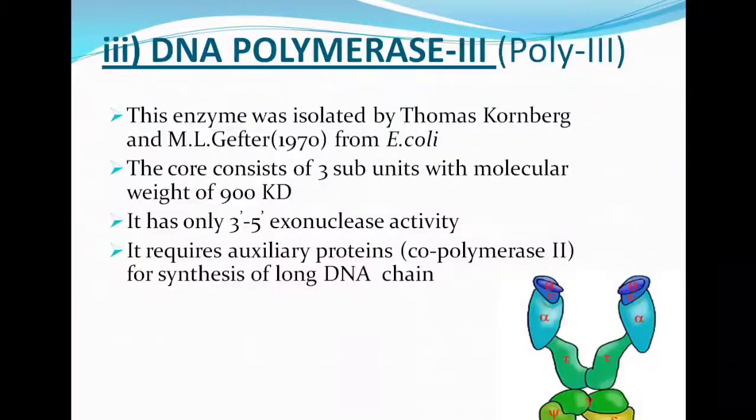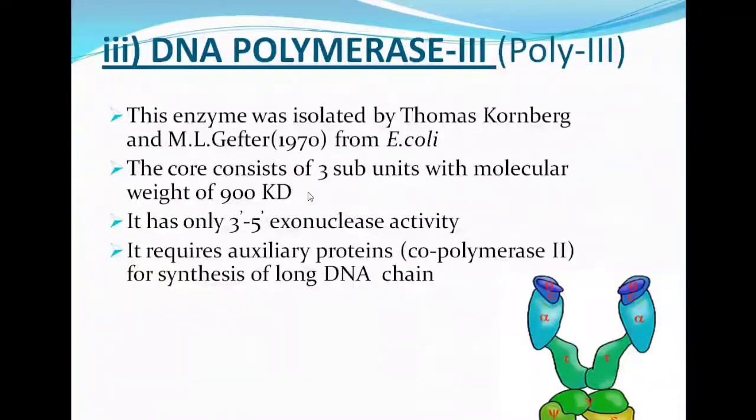And the third one, DNA polymerase 3, this is another type. The function is not yet known, but it was isolated by Thomas Kornberg and other scientists, that is A.M.L. Gefter, in 1970 from E. coli bacteria. It has 3 important subunits. Here you can see this is one subunit, this is the second one. Of course, each subunit can be divided into subdivisions, but of course it is comparable with the eukaryotic DNA polymerase.